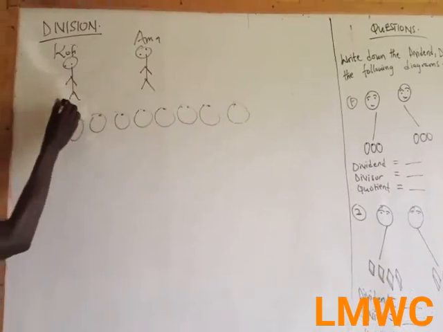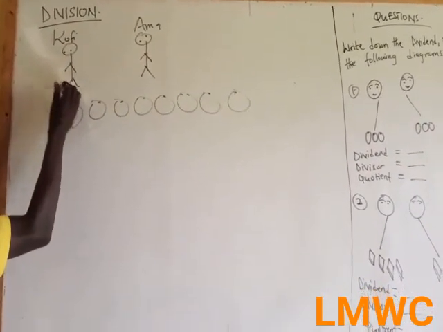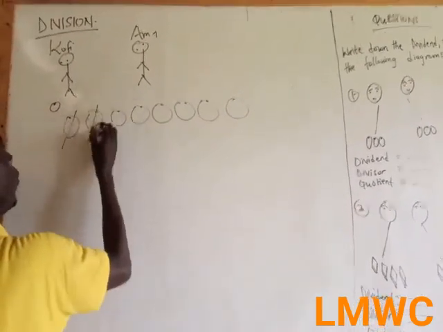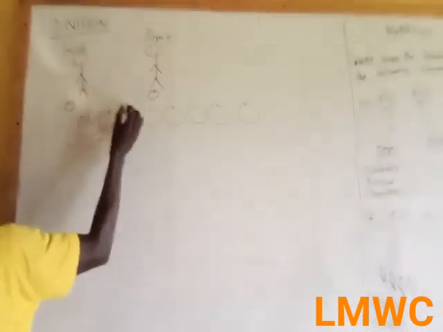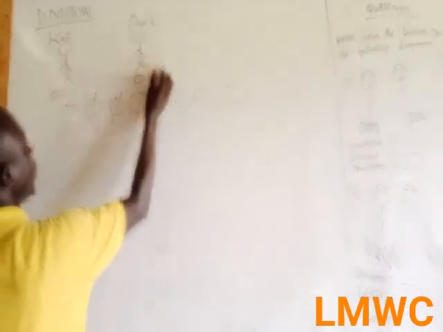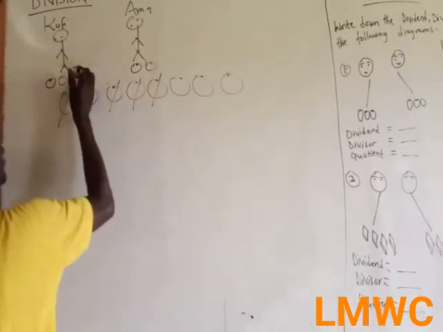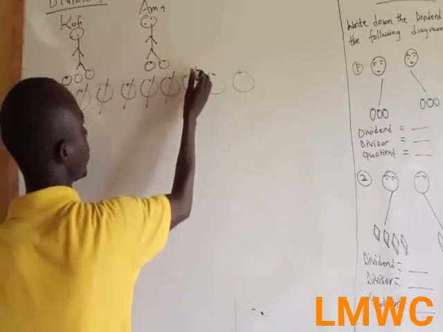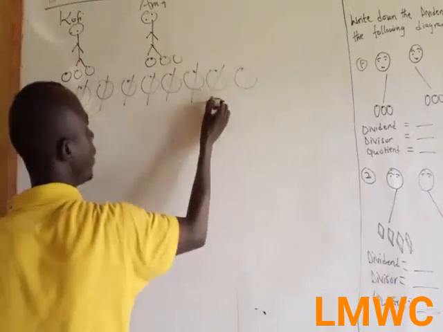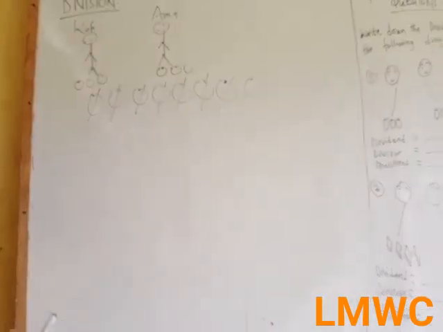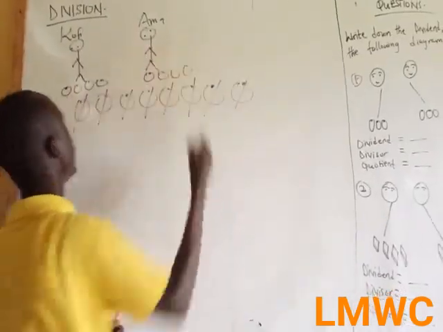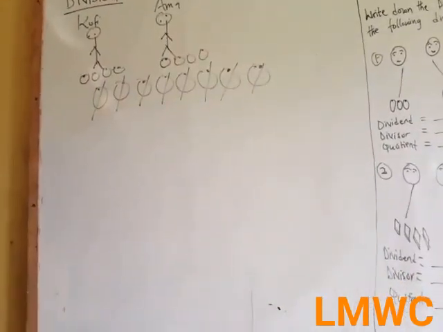So Kofi takes one of the oranges. Amma too picks this one. Kofi picks another one again. Amma picks this one. It has reached Kofi's turn. Amma too has picked this one. Now it's left with two. Kofi takes again. Amma picks the last orange. So this means they both get 4 oranges.